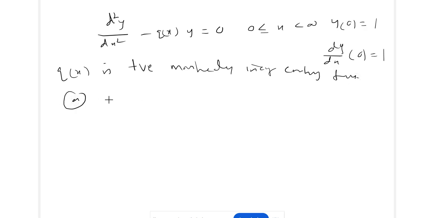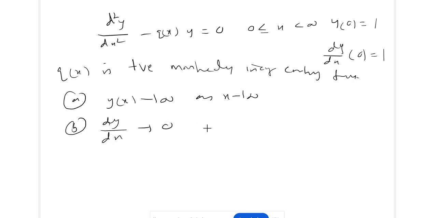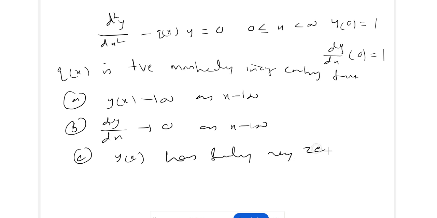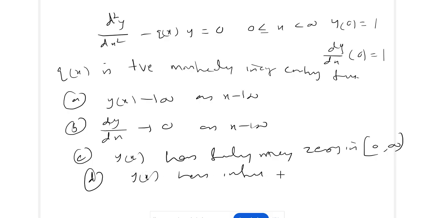The options are: y of x approaches infinity as x tends to infinity; dy by dx approaches 0 as x tends to infinity; option C, y of x has finitely many zeros in 0 comma infinity; and D, y of x has infinitely many zeros in 0 comma infinity.